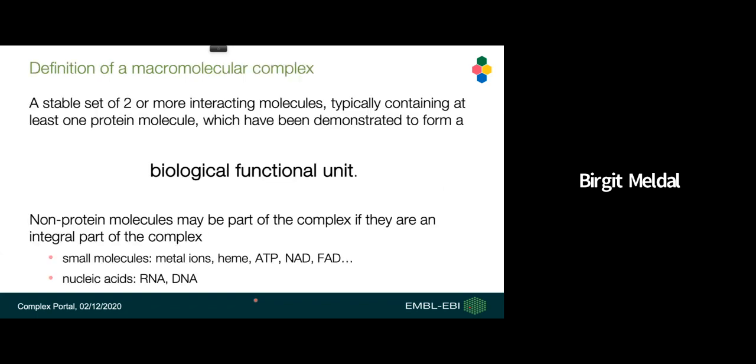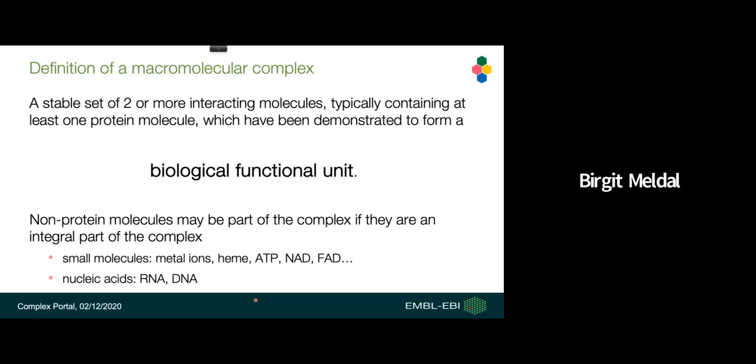Okay, and how do we define a complex? Our definition is that it's a stable set of two or more interacting molecules. Typically, they contain at least one protein molecule and have been demonstrated to form a biological functional unit. And this is the important thing. Everything we curate is the functional unit in the cell.